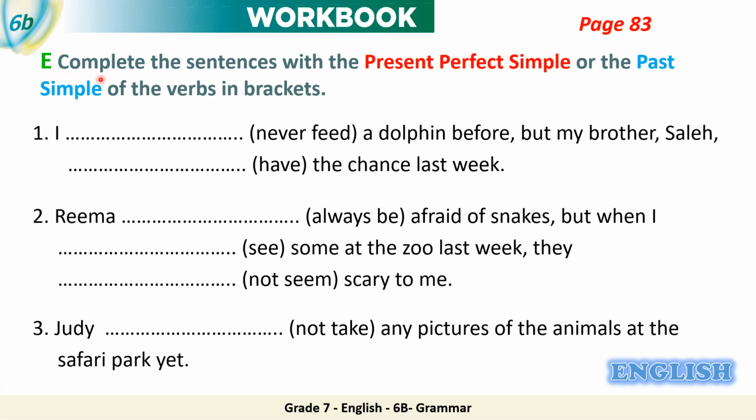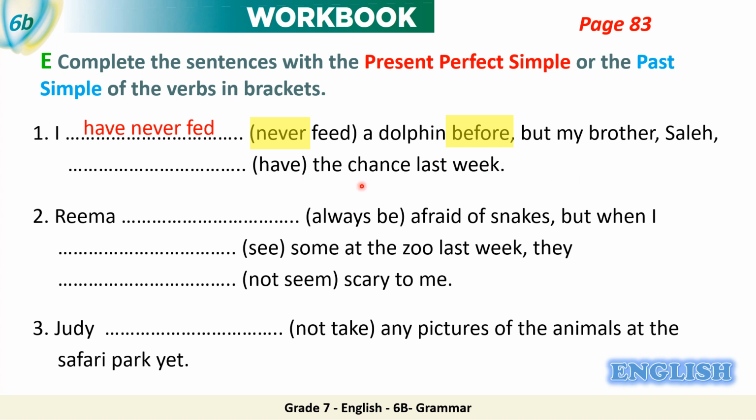Exercise E. Complete the sentences with the present perfect simple or the past simple of the verbs in brackets. Let's check the first example. We have the subject I and two time expressions, never and before, which are related to the present perfect simple. So the correct answer will be have never fed, and fed is the past participle of the verb feed.